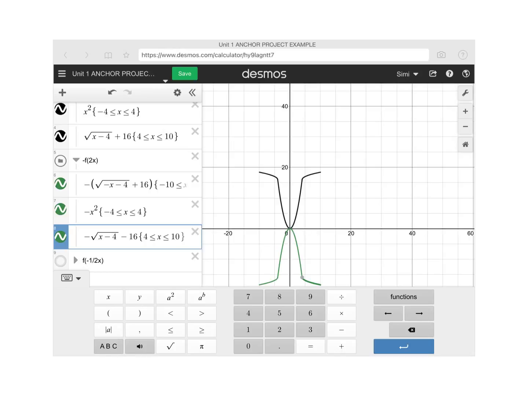Now I want to deal with this 2 here, and remember when it's on the inside, it's affecting the function horizontally, and it is a horizontal compression by a factor of 1/2. It's going to affect the x directly. So again, I would apply it directly to the x, and I would use parentheses if you're not getting what you're expecting.